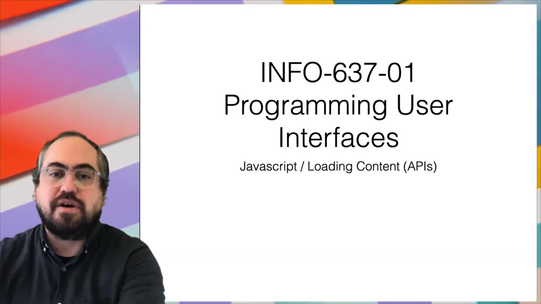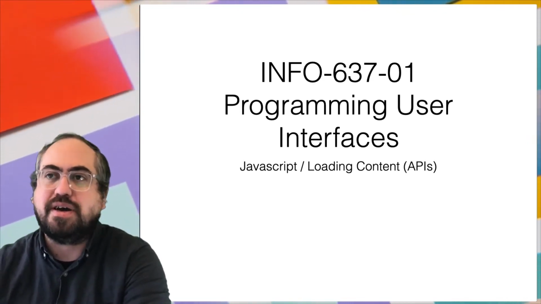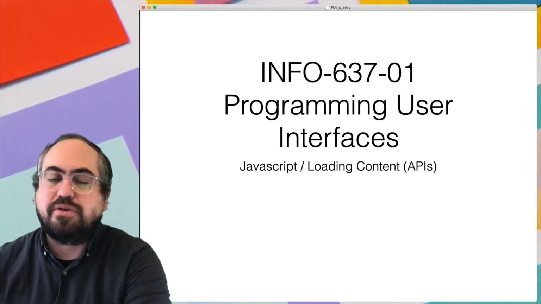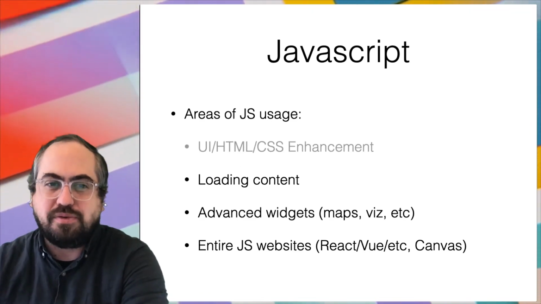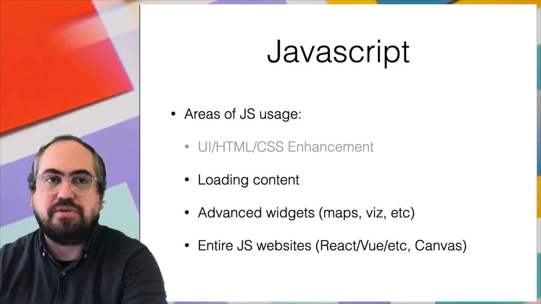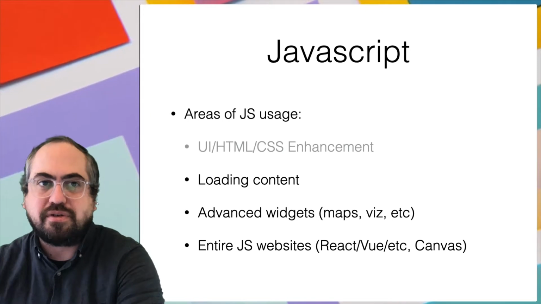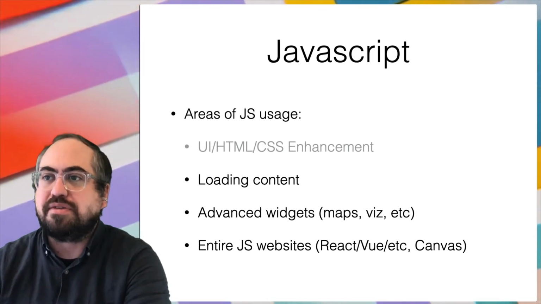Today we're going to continue talking about JavaScript and move on to loading content or working with APIs. So in the previous lecture, the intro to JavaScript, we looked at using JavaScript to manipulate CSS, basically how to locate elements on a page, how to manipulate their CSS, change their class, change their attributes, set their attributes, etc.